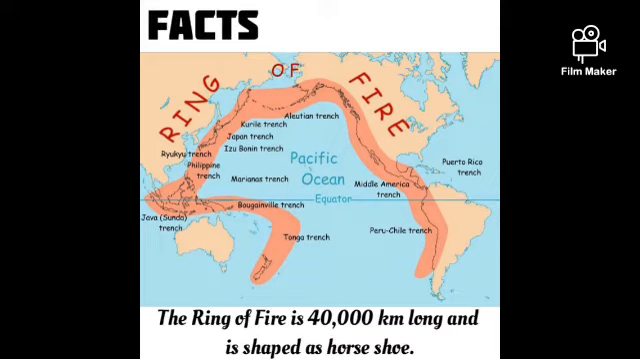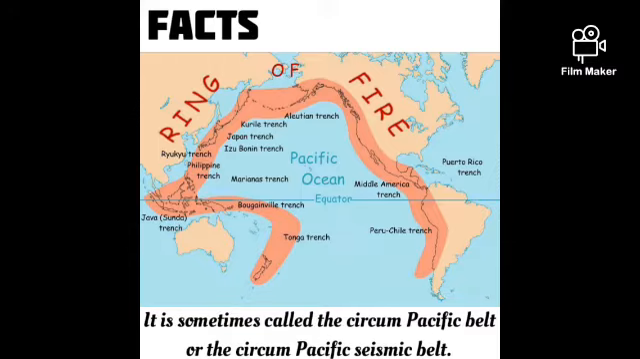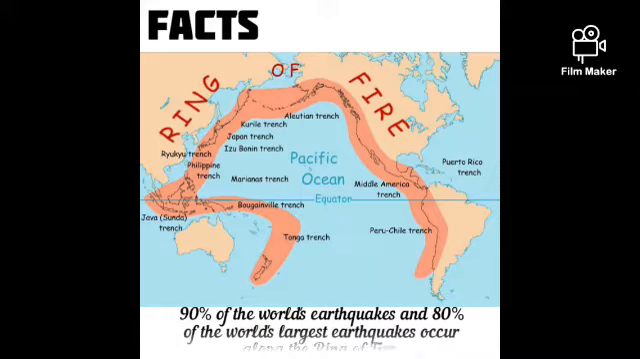Let's know some amazing facts about the Ring of Fire. It is about 40,000 km long and shaped as a horseshoe. It is sometimes called the Circum-Pacific Belt or Circum-Pacific Seismic Belt. 90% of the world's earthquakes and 80% of the world's largest earthquakes occur along the Ring of Fire.